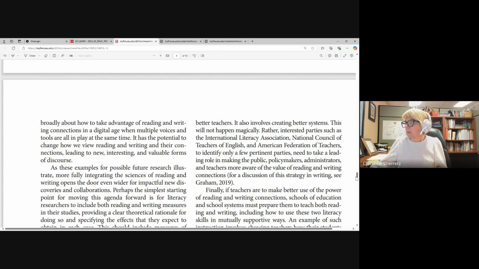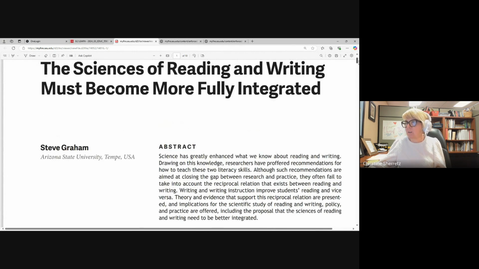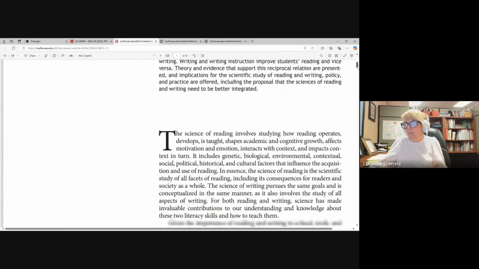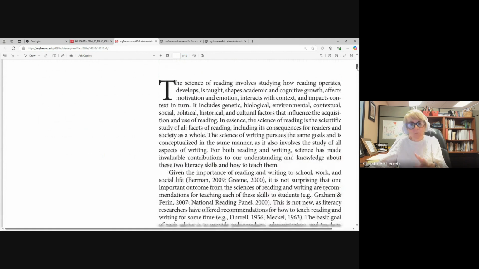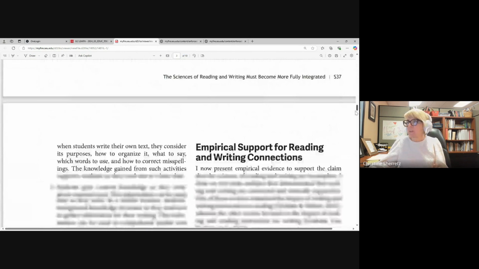Here we go. So this is a really good article that talks about the reciprocal relationship between reading and writing, and how writing improves reading and vice versa, and how those two processes need to be taught together. So it's a great article. I hope you look at it. This may help you as you consider your own philosophy of teaching literacy.